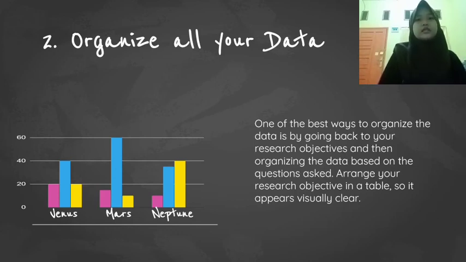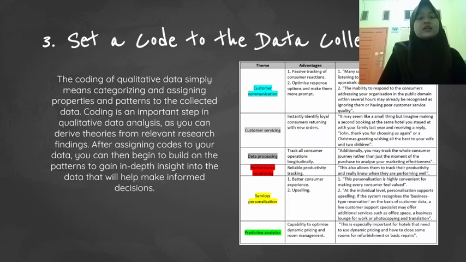Okay, the next step is to set a code for the data collected. Coding is the way in qualitative data that we categorize and assign properties and patterns to the collected data. This step is really important in order for us to derive theories from relevant researchers' findings. After assigning codes to all the data, we begin to build on the patterns to gain in-depth insights. Meaning that in this step, we are going to help make informed decisions.